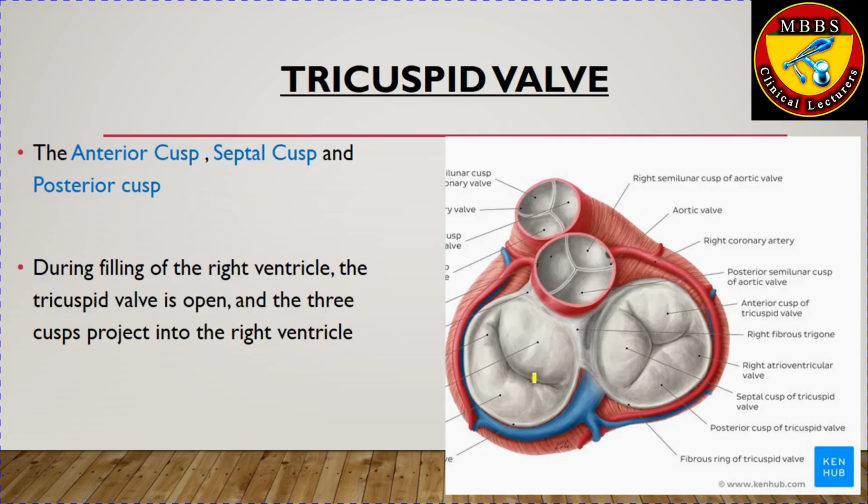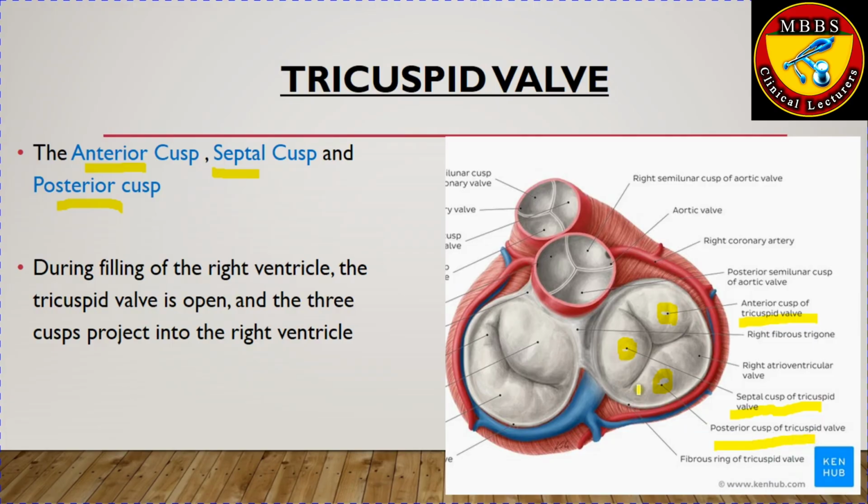The tricuspid valve, as we said, is made up of three cusps. The names of the cusps are anterior, septal, and posterior cusp. So we will look over here. This is the septal cusp of the tricuspid valve. This is the anterior cusp of the tricuspid valve, and this is the posterior cusp of the tricuspid valve.